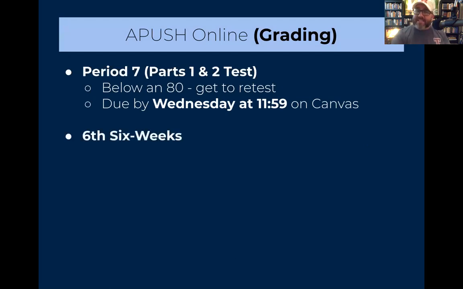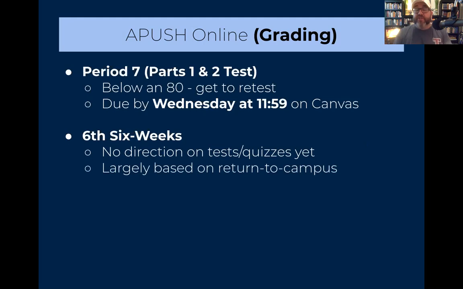Now, with regards to the sixth 6 weeks, there's no direction on tests or quizzes just yet. I don't have any information on how we're going to test or how we're going to quiz for the sixth 6 weeks. Again, like I said, short-term objectives, long-term goals. Your APUSH team, your administration, your campus coordinators, and the district are all working to get these things in slowly and piecemeal. We had to get the platform set up, get the calendar rearranged, small incremental grading, and get the fifth 6 weeks behind us. We will wait and get the sixth 6 weeks taken care of later. We'll get that figured out because that's going to be decided largely upon our return to campus.